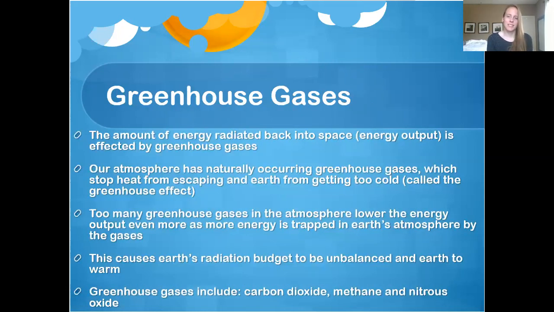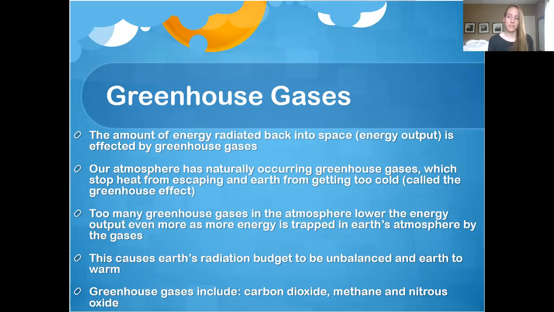Okay, so greenhouse gases essentially affect the amount of energy radiated back out into space. Our atmosphere does have naturally occurring greenhouse gases, which stop heat from escaping and the Earth from getting too cold. So we do need some greenhouse gases in our atmosphere. However, if you have too many, that means less energy is escaping out into space, which means that overall the atmosphere and the Earth become warmer and warmer because it is unbalancing Earth's radiation budget. The amount of sunlight coming in hasn't changed, but the amount of energy radiating out has.